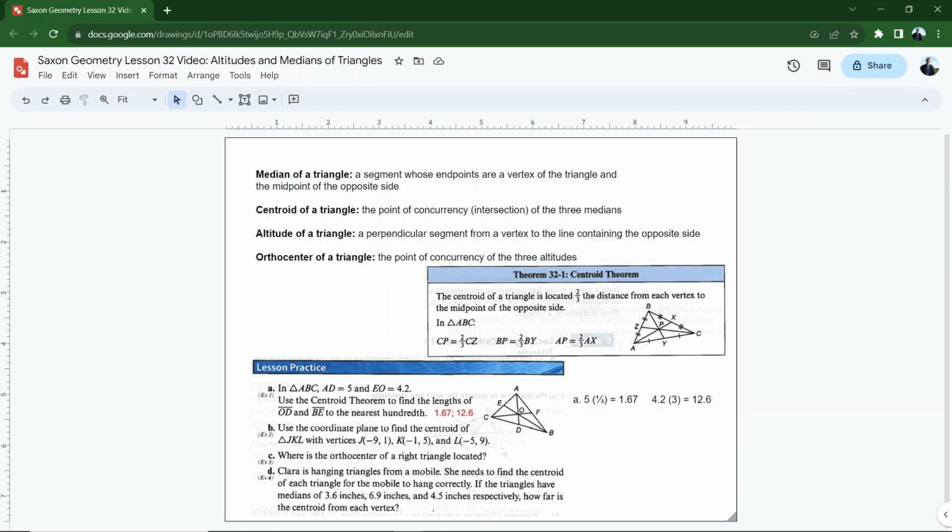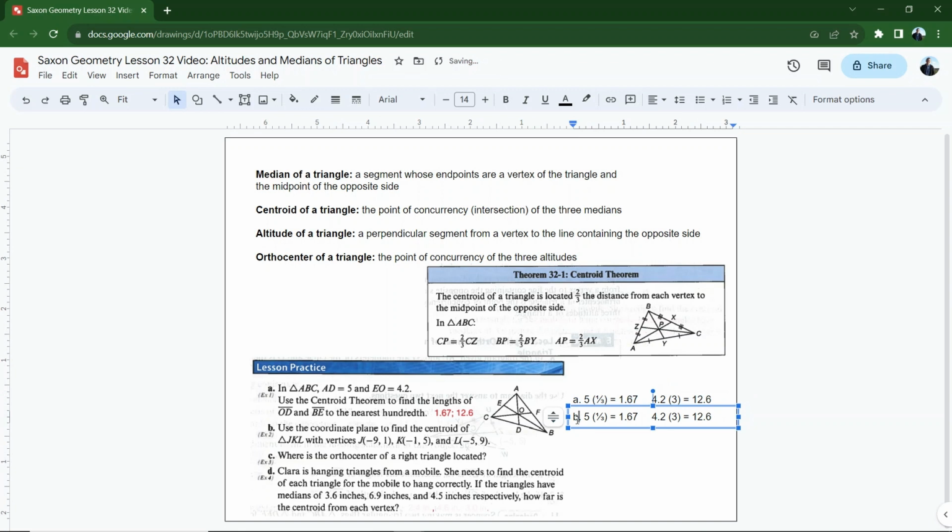Now, letter B asks us to use a coordinate plane to find the centroid of JKL with vertices -9,1, -1,5, and -5,9. And what it's saying is we should probably use a coordinate plane and actually graph this on graph paper. And that's what I would suggest you do for a problem like this. Me on the computer here, I don't have easy access to graph paper.